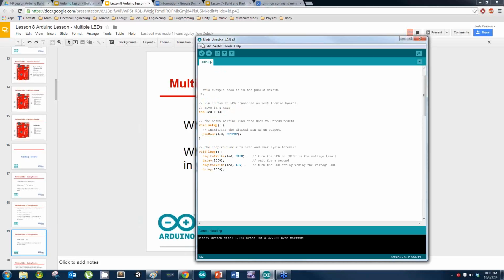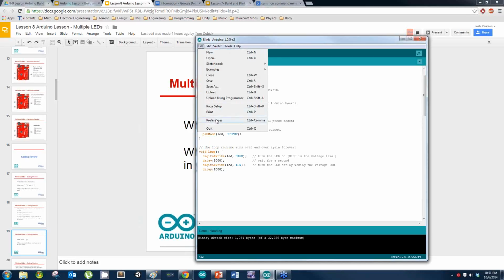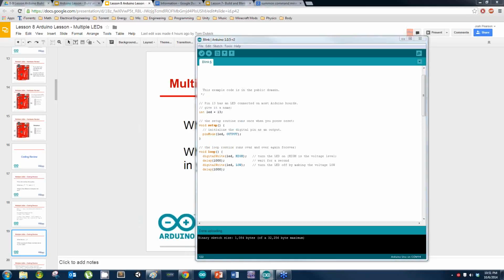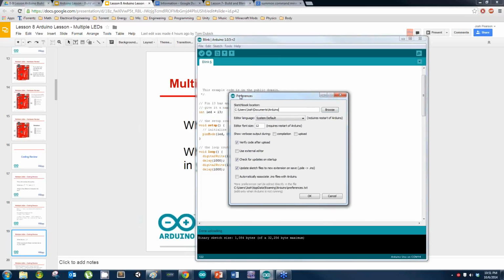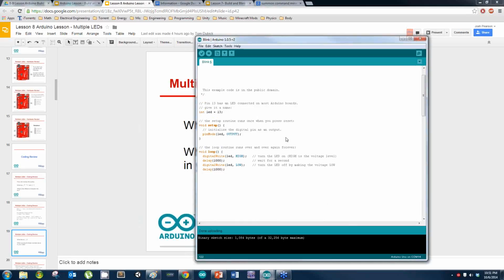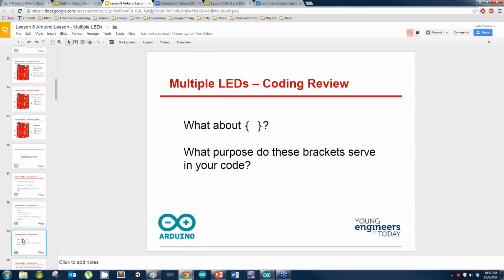I need to find out how to put line numbers on real quick. Let me figure that out. Can I put? Nope, I can't put lines on. Dadgummit. That's why I don't like Arduino.